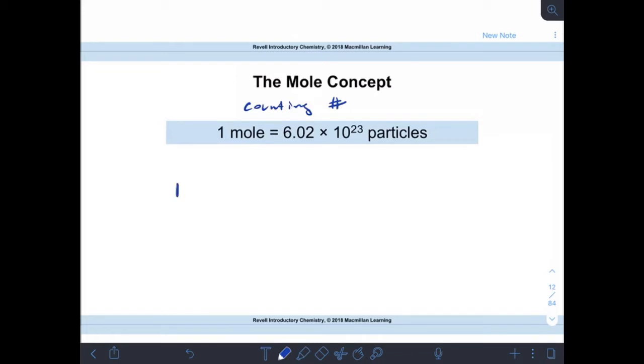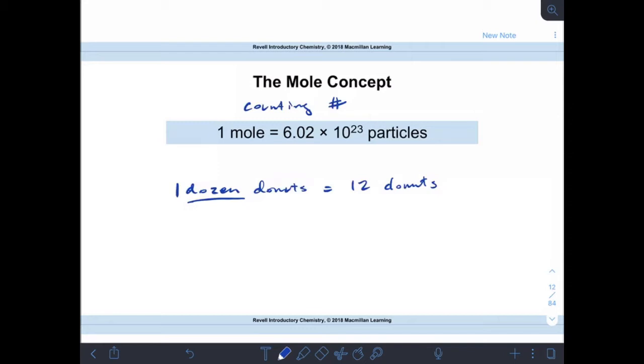Okay, just like I would say 1 dozen donuts, and I'm not going to spell donuts correctly, equals 12 donuts, right? A dozen is a counting unit, just like the mole is. Okay, so I can say that a mole of something is 6.02 times 10 to the 23rd of that thing. Okay, so I can have a mole of marbles, or a mole of leaves on trees, or a mole of cats. It really doesn't matter.